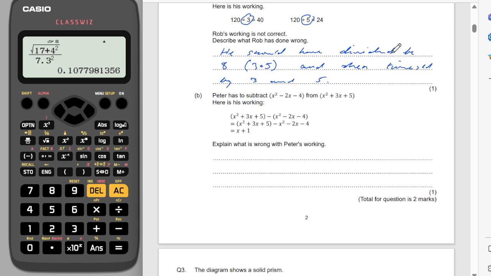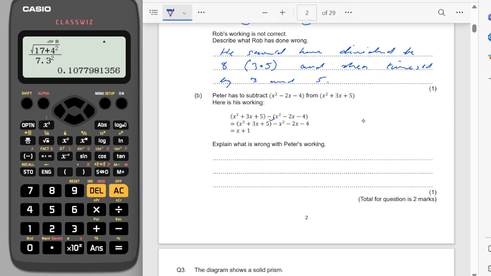So part B, Peter has to subtract x squared minus 2x minus 4 from x squared plus 3x plus 5. Here is his working. Okay, explain what is wrong with Peter's working. So let's look at this. His mistake is this part. That and that should be a plus 2x and a plus 4.